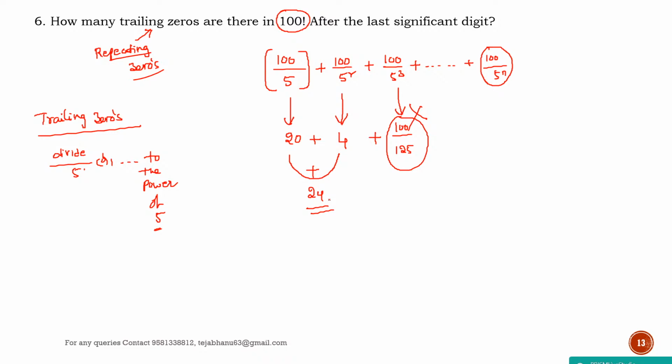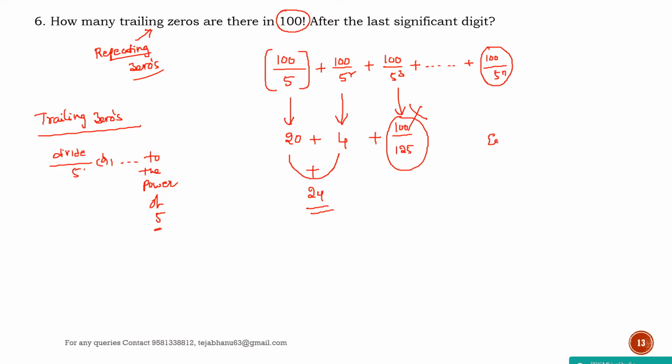I hope it's clear. In trailing zeros, we will at most concentrate on the coefficient. That's enough. Okay, I hope it's clear.